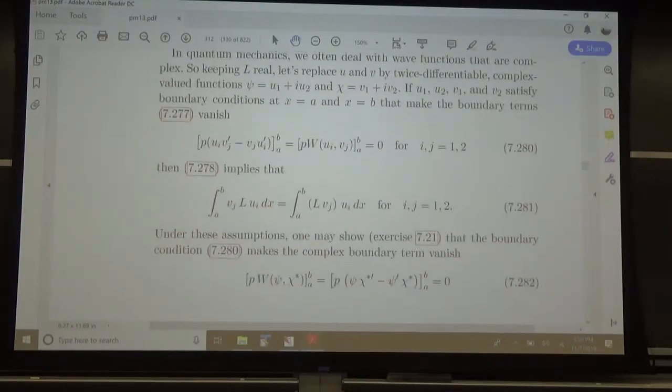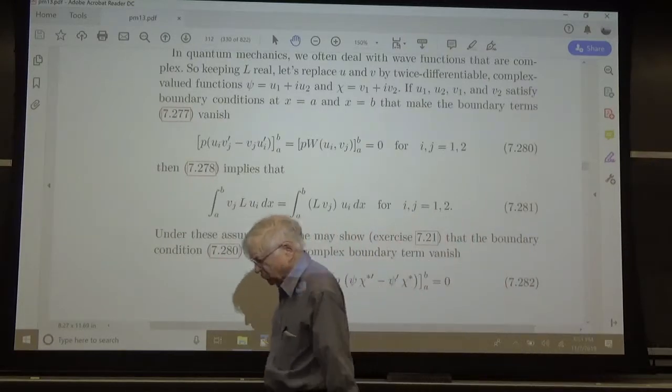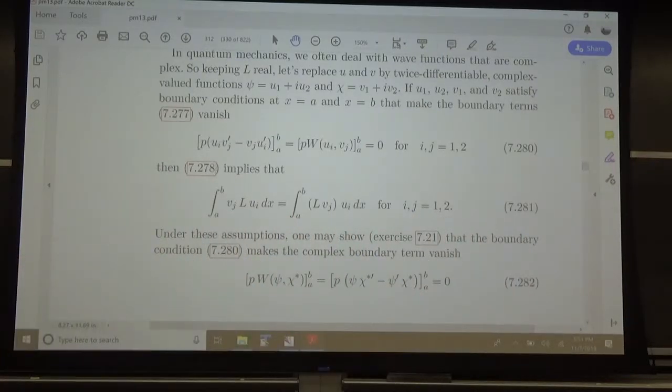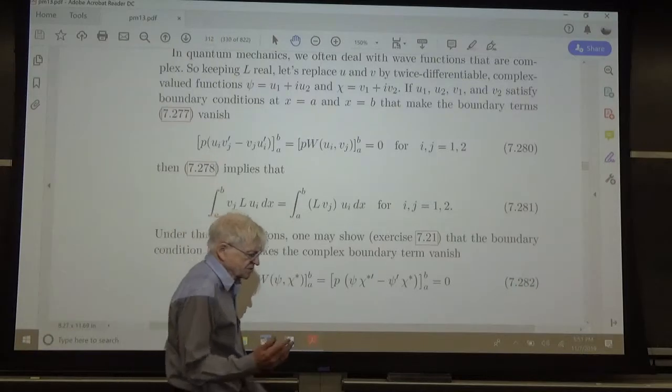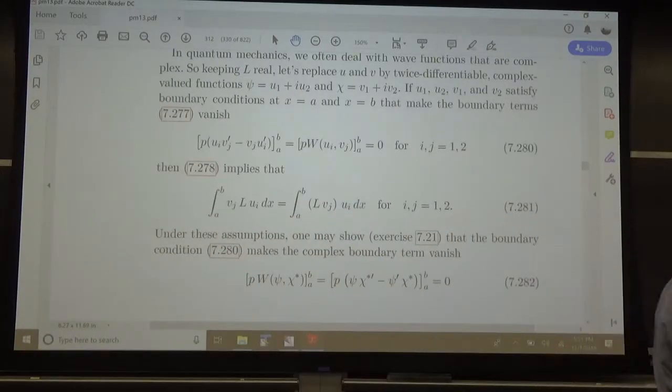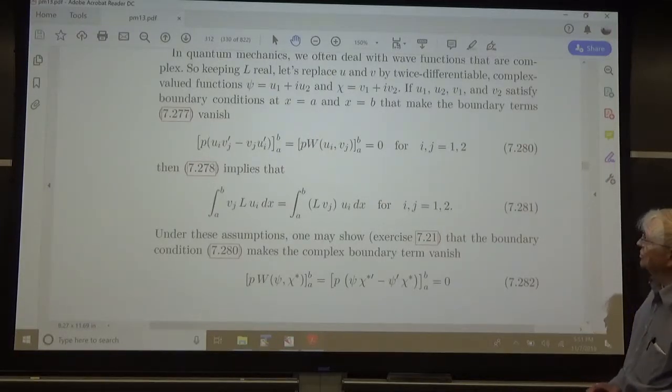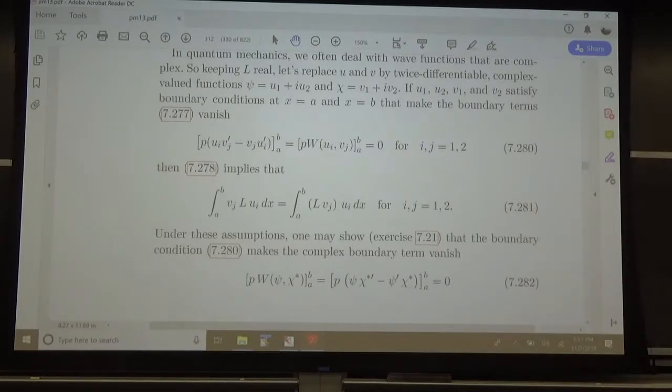Now, in quantum mechanics, we often deal with functions that are complex, and so we're going to keep L real, because the second order differential operators in quantum mechanics are typically real, but we're going to use complex linear combinations of u and v, keeping u and v real, so that psi equals u1 plus i u2 and chi equals v1 plus i v2.